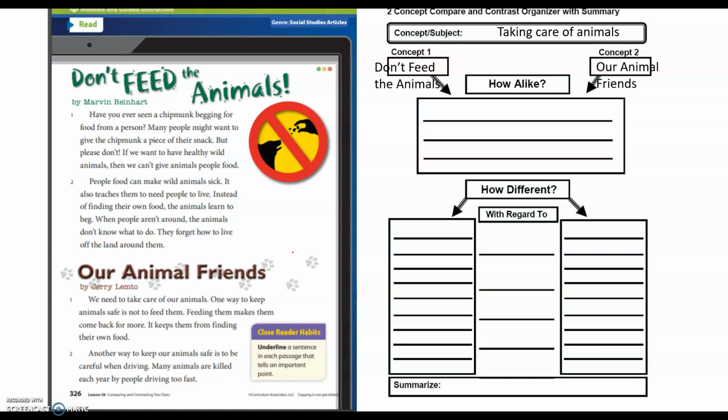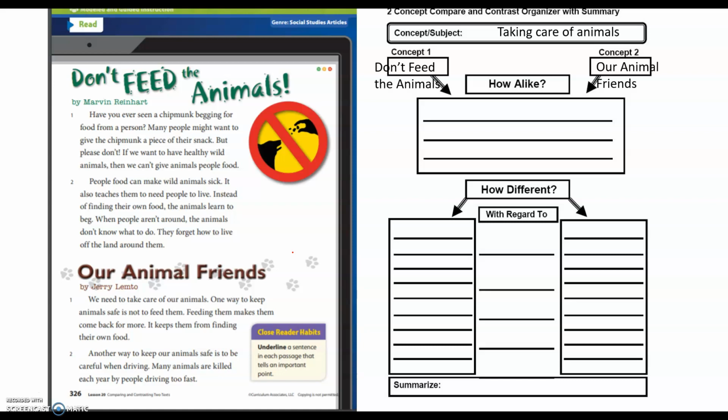Our animal friends. We need to take care of our animal friends. One way to keep animals safe is not to feed them. Feeding them makes them come back for more. It keeps them from finding their own food. Another way to keep our animals safe is to be careful when driving. Many animals are killed each year by people driving too fast.